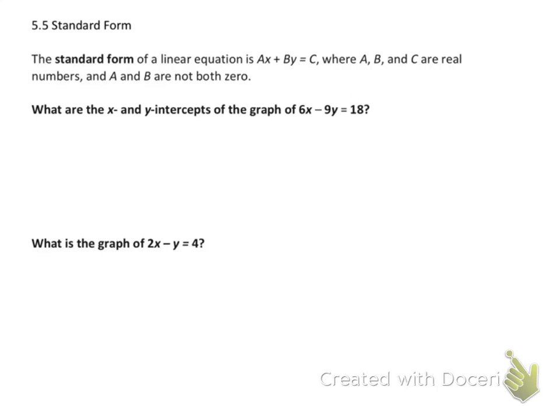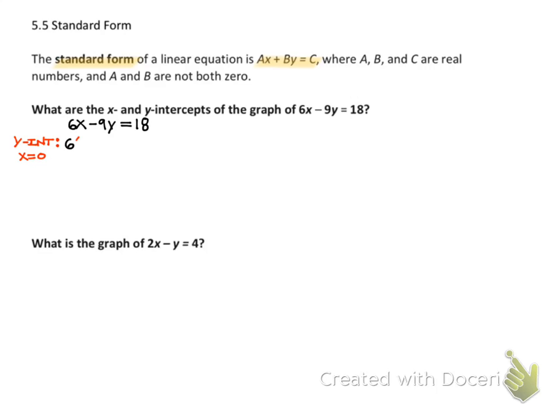5.5 Standard form. Standard form is ax plus by equals c. This form helps you find the intercepts. So for the first question, it says, what are the x and y intercept for the graph 6x minus 9y equals 18? So in order to find the intercepts, that's x-intercept and y-intercept, we're going to first find the y-intercept.